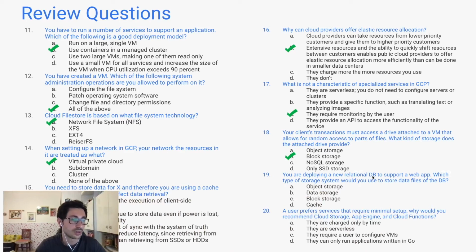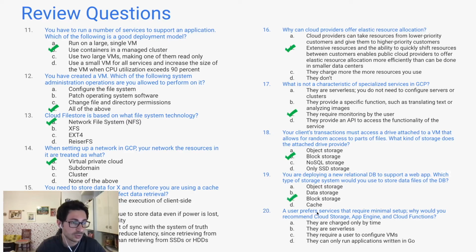You're deploying a new relational DB to support a web app. Which type of storage system would you use to store data files of the DB? As we said, DB use block storage. Data storage is not something we talk about. I don't even know if it exists actually. Probably not.